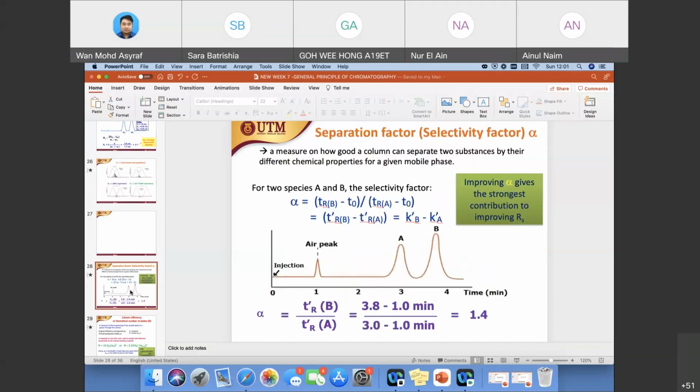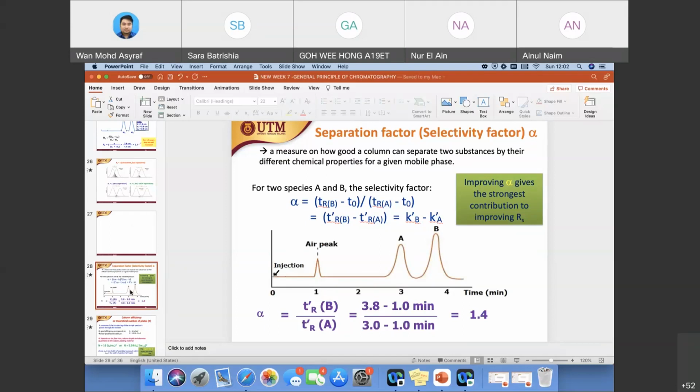Separation factor, or we can call it selectivity factor, denoted by the symbol alpha here. This is a measure of how well a column can separate two substances by their different chemical properties, for a given mobile phase.